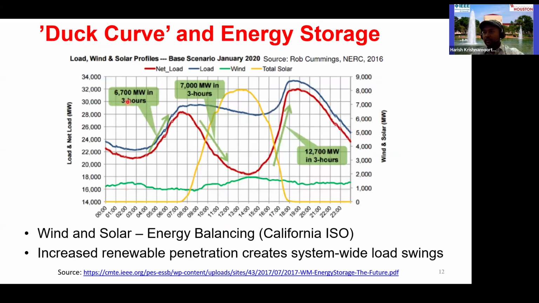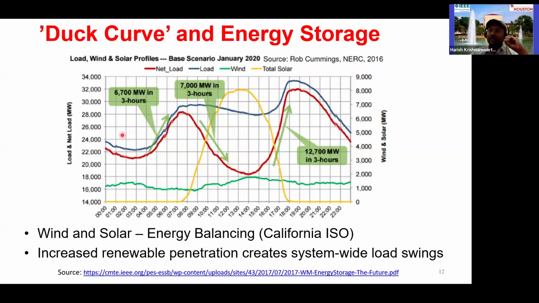So, as you see, during the daytime, the yellow trace shows how the solar panel power is produced for a certain system. This is in California. And the blue trace is basically the total load. So that's the total load. The red trace is actually the net load. So what is net load?